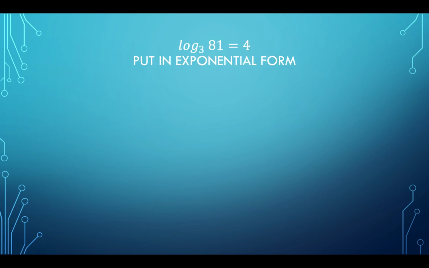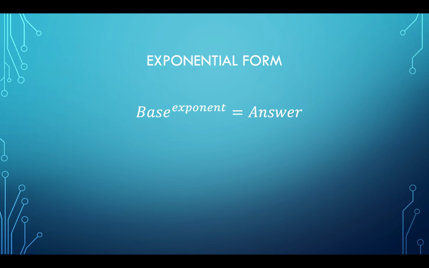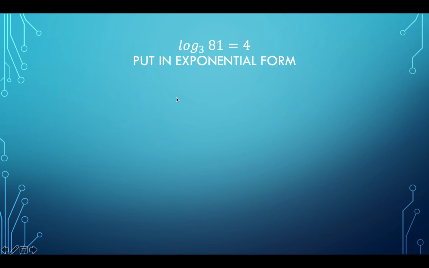The first problem I had you do was log base 3 of 81 is equal to 4. I want you to put that in exponential form. You already have log form, so I want you to put it into this form. We already know that this 3 is our base, this 81 is our answer, and this 4 is our exponent. So we convert it into exponential form: 3 to the 4th power is equal to 81. To check that it's correct, you would just do 3 to the 4th on your calculator, and it equals 81.